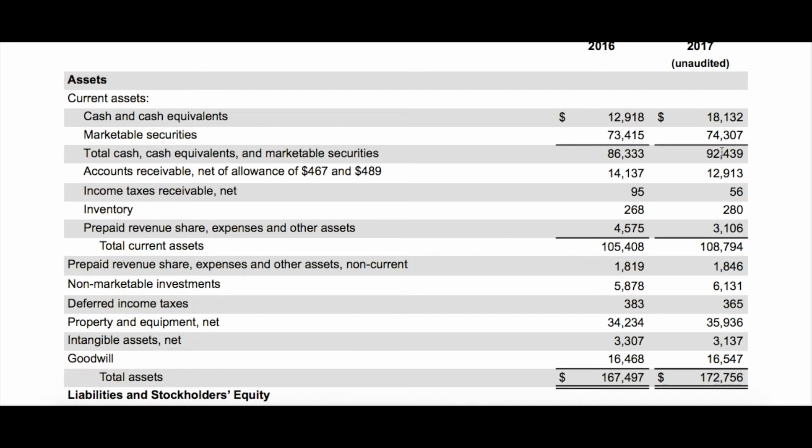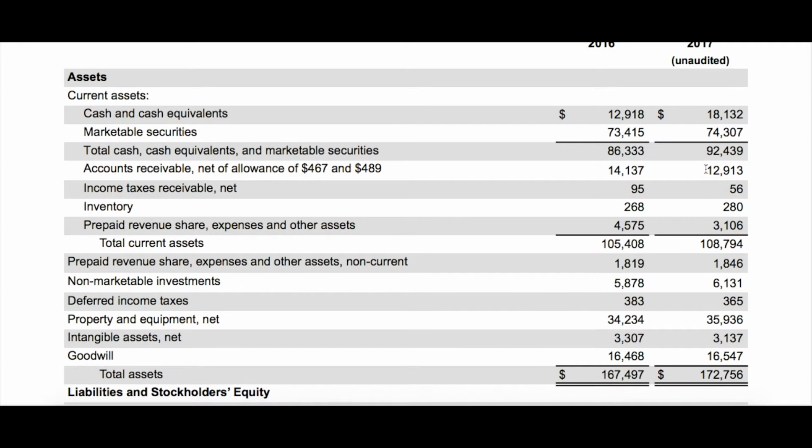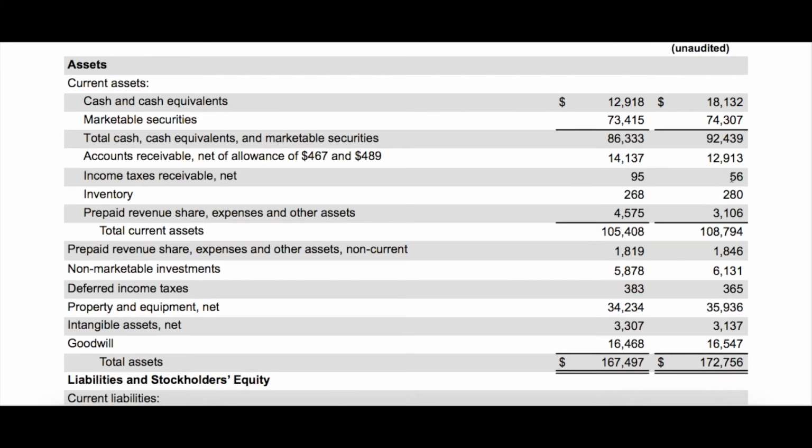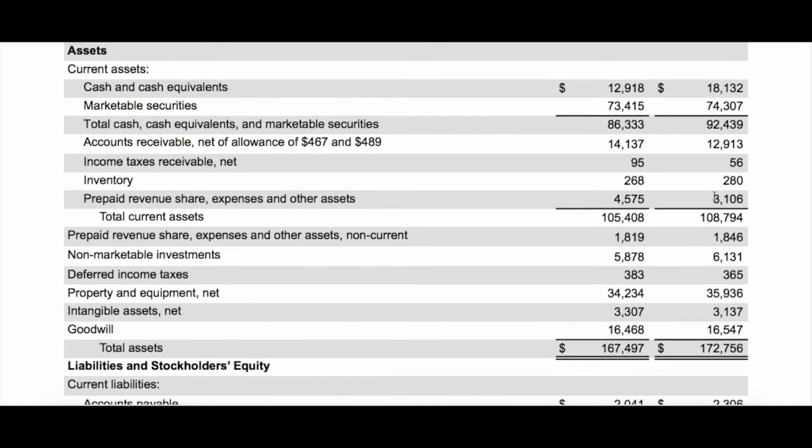For Google, it's $92 billion in cash, cash equivalents, and marketable securities. And then accounts receivable is the money owed to the company by its debtors, pretty much. So for Google, that's $12 billion. Then you have income taxes receivable, so that's just taxes that they are owed. And then inventory is how much money the company has in its product that it's going to sell. So I know Google sells phones, so the phones that they have built but have not yet sold would be under inventory.